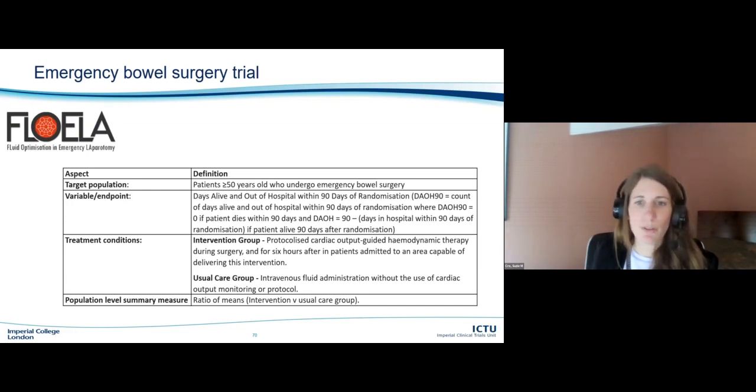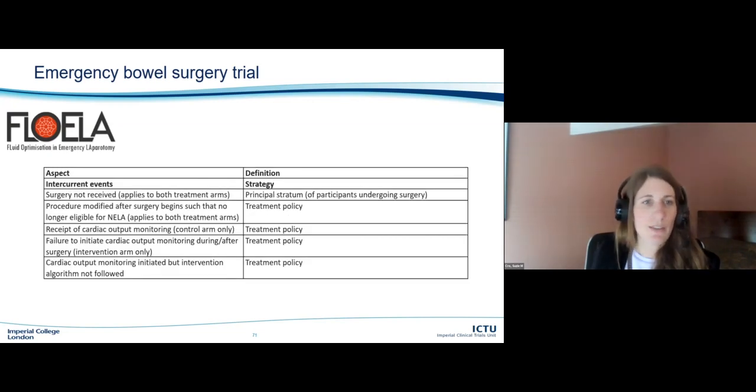Now, given time, I'll just focus on how they handled the intercurrent events. So they'd identified 5 here. And so they'd handled surgery not being received using a principal stratum strategy. So they wanted to know the treatment effect only for those who would receive surgery. And then the other 4 intercurrent events, they've used a treatment policy strategy. So they want to know the treatment effect despite modifications after the surgery, or despite if they haven't received the cardiac output monitoring, or despite that they haven't initiated the cardiac output monitoring during the surgery, or whether they've used the actual algorithm that was intended.